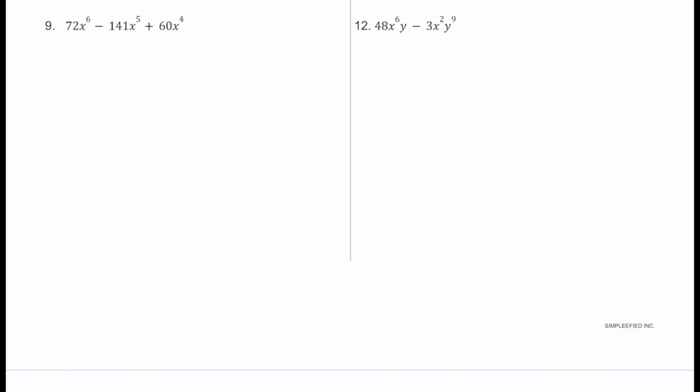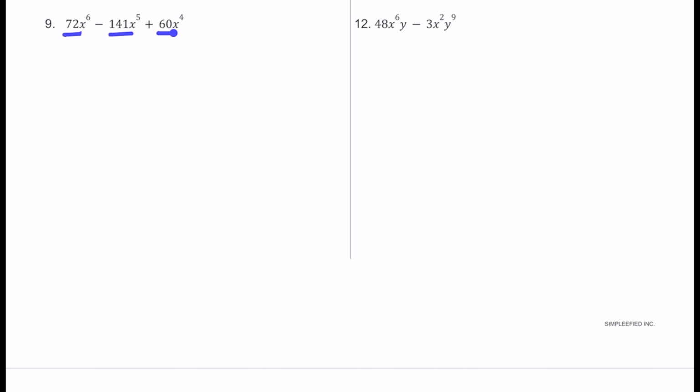For number 9, we have 72x to the 6th power minus 141x to the 5th power plus 60x to the 4th power. Okay, so let's try to see if we can have a GCF first. Looking at these three terms, if you use your divisibility rules, this is definitely divisible by 3. This is also divisible by 3, and this is divisible by 3. Again, you can add their digits, and if the sum of their digits is a multiple of 3, then it's a multiple of 3. So I think we can take out a 3. Let's do that first and see if we can take out anything else, but I can't think of anything else besides that. And it looks like they all have 4 of these x's. I'm going to put 3x to the 4th power in front.